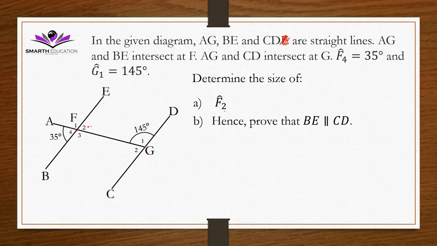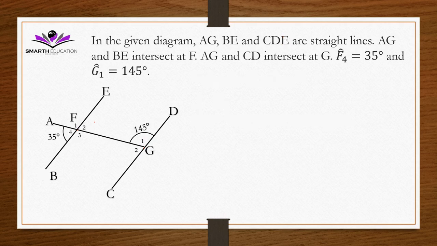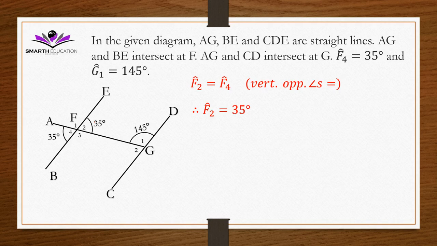Okay, can we get angle F2? Yes, angle F2 is vertically opposite angle F4. So they are equal there. Angle F4 and angle F2 are equal. They are vertically opposite angles. So it means this angle is also 35 degrees.